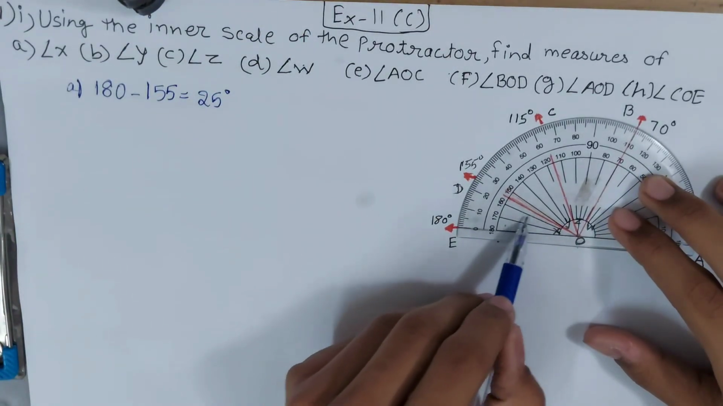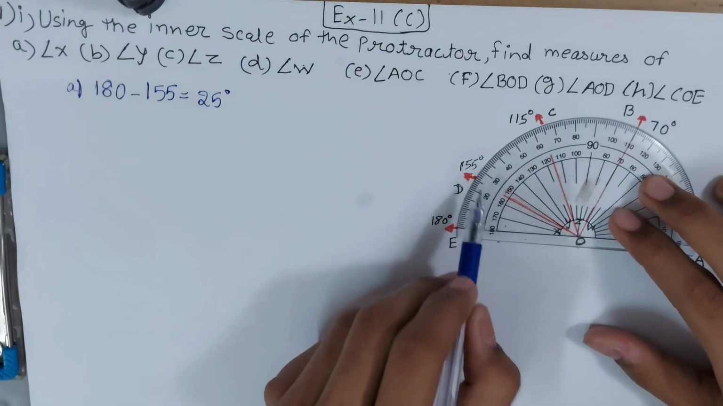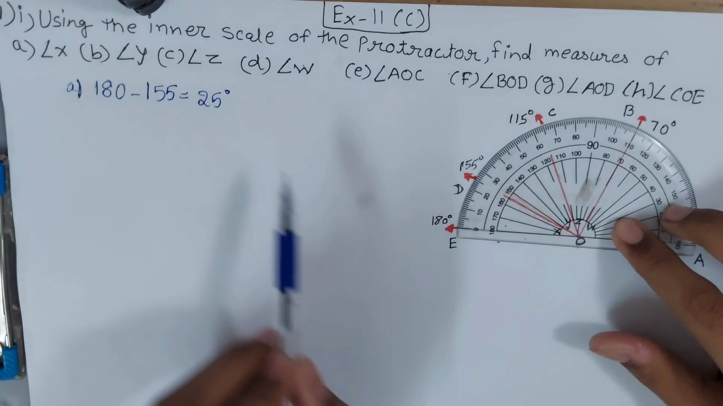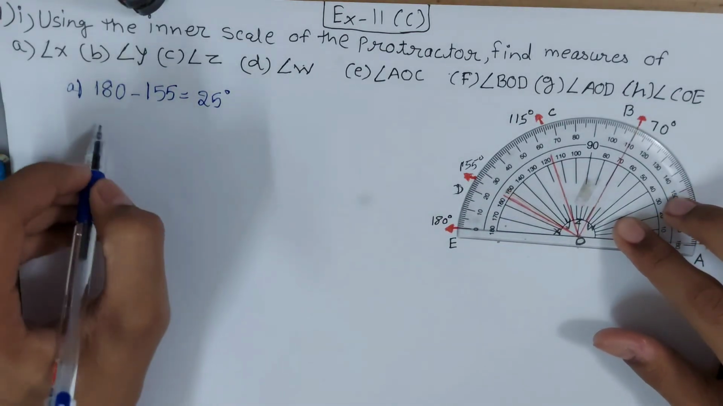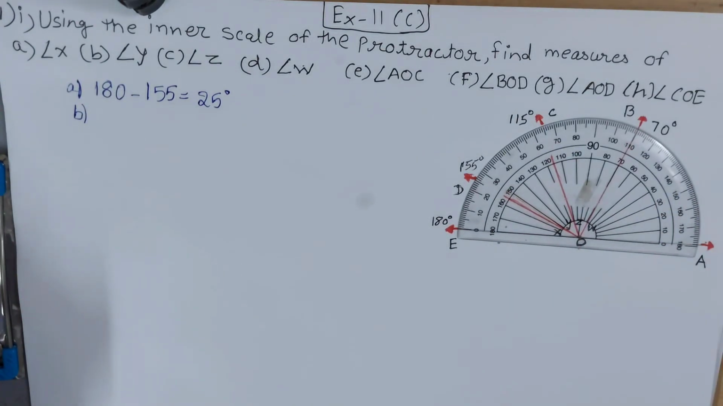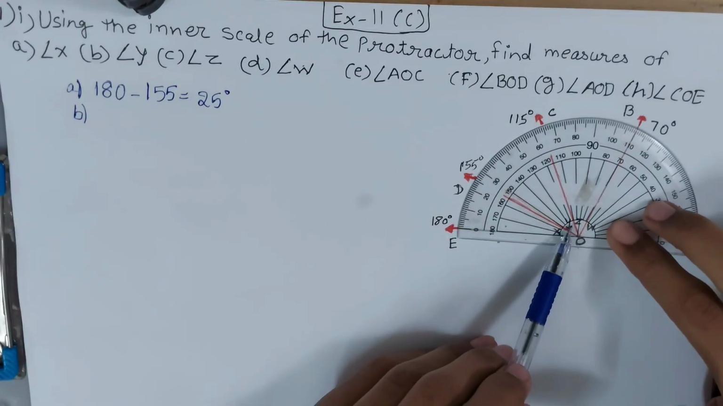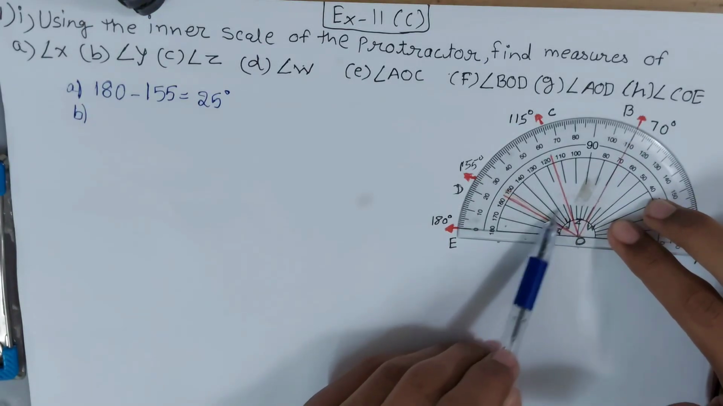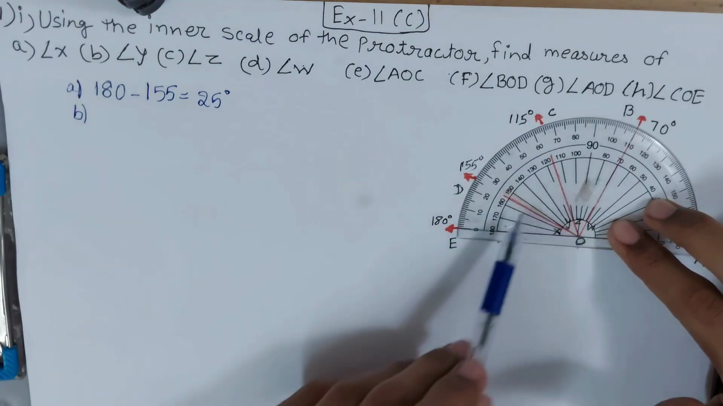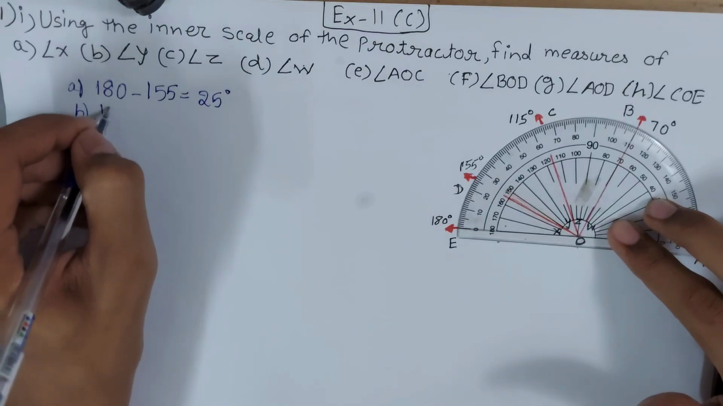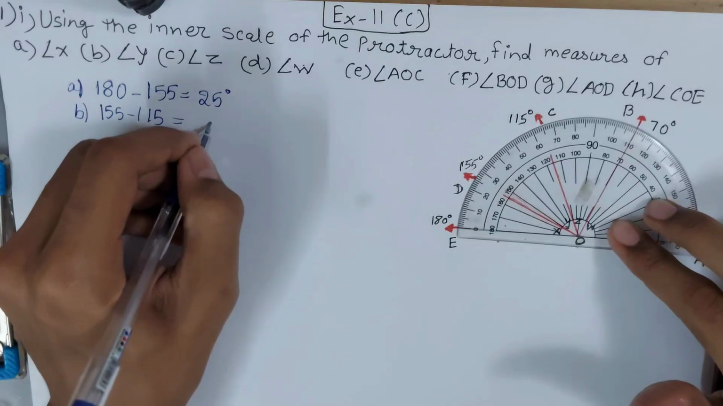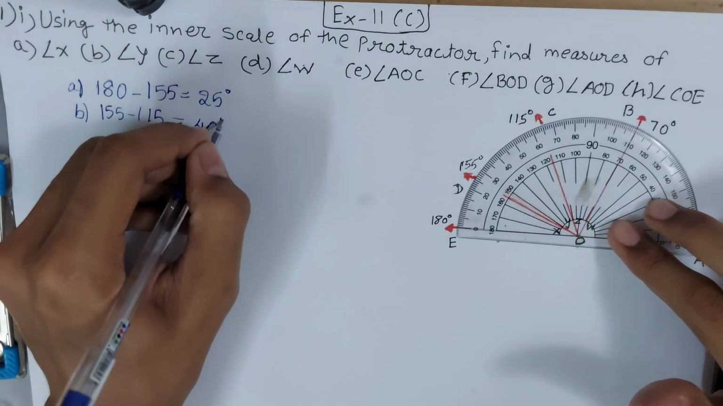Can you see this entire part? This is 180 and this is 155. You cannot directly measure it because it is not starting from 0, but from 180, so you have to subtract 155 from that to find the measure. Now part B, angle Y. This is angle Y, the one just after X, between 115 and 155. Again, you subtract the smaller from the greater. So 155 minus 115, which is 40 degrees.